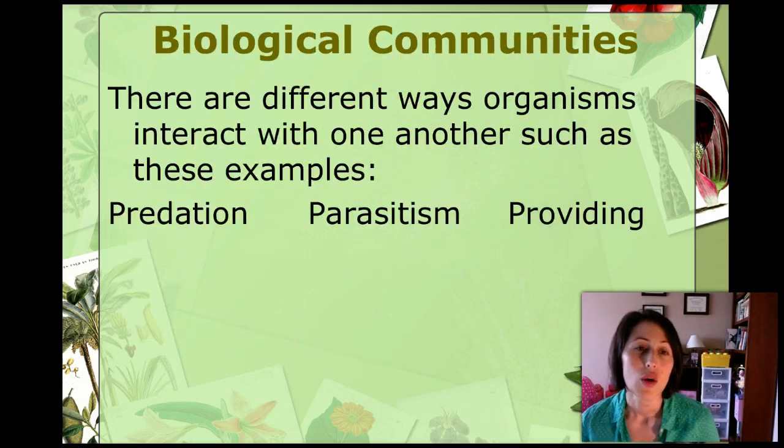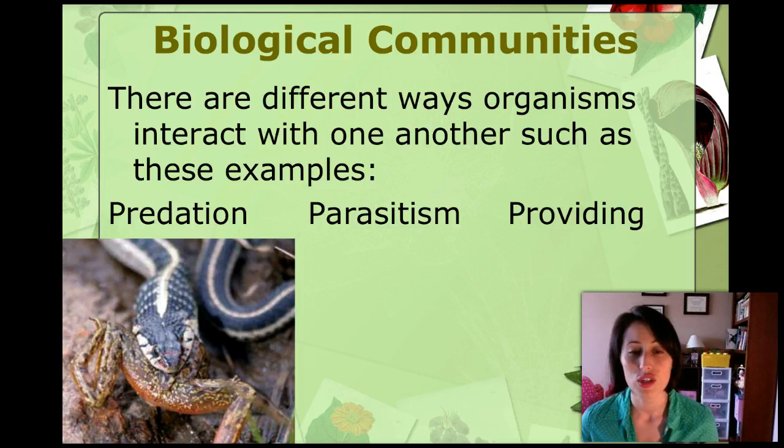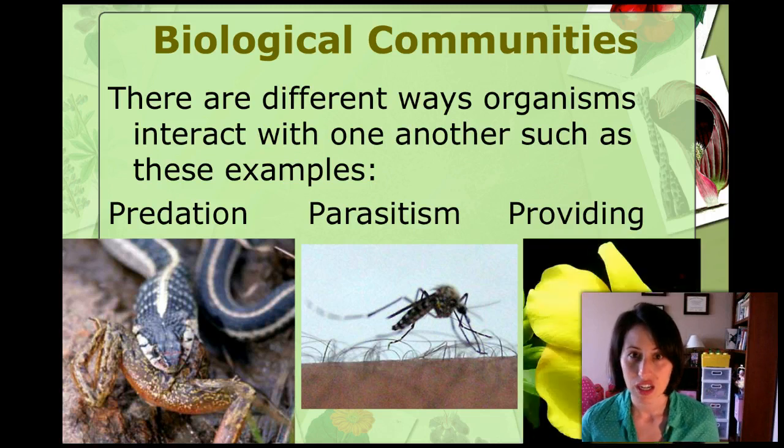Okay, so that being said, when we're looking at biological communities, what we're looking at is different ways that organisms interact with one another, and there's 3 different ways that we look at that. There's predation, there's parasitism, and then there are providing relationships. So predation would just be a predator that is eating its prey, gaining nutrition from that, gaining energy. Parasitism are organisms that prey on other organisms. They don't kill them, but they definitely use them for nutrients and to get their resources. And then providing relationships, where both of those organisms get something out of the relationship.